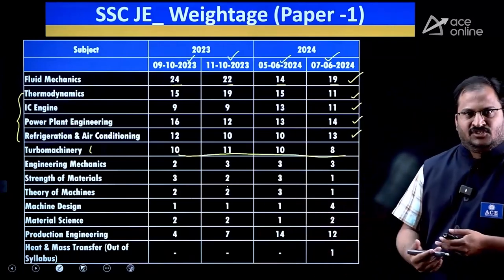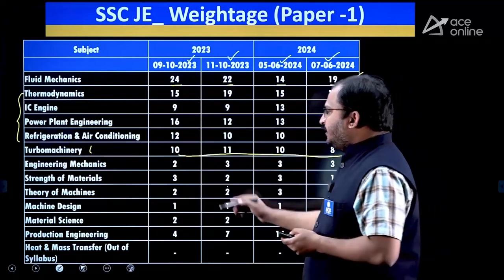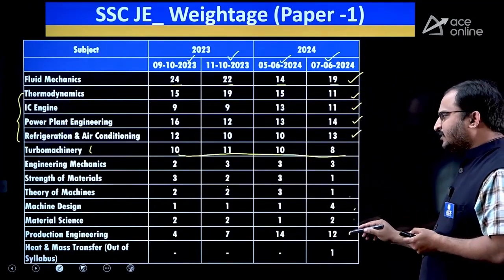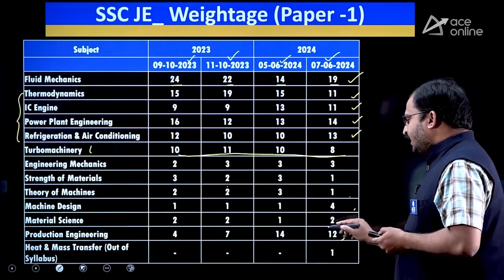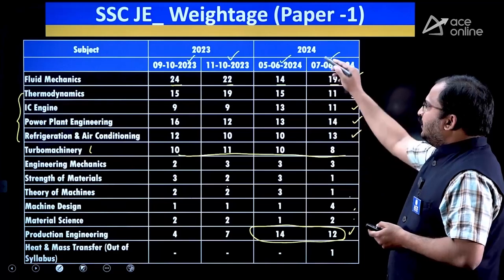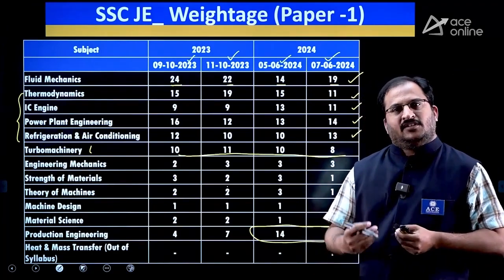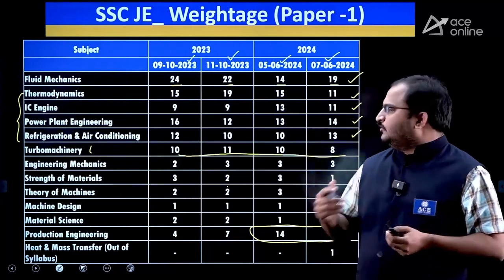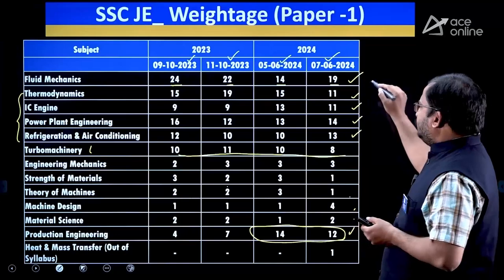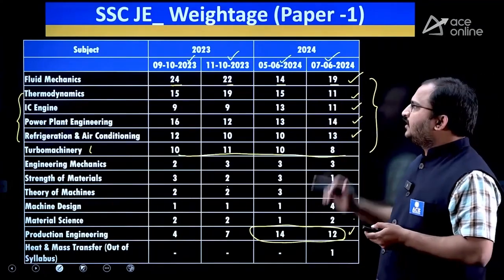Previously I have shown you a range, so based on that range there might be variation. Okay, then engineering mechanics, strength of materials, theory of machines, machine design, material science, and production engineering. As you have observed here, the production engineering weightage has increased in 2024. So you should be very much careful and give importance to the subjects which are in the syllabus properly. Okay, and if you observe carefully, majority of the weightage is there in this particular part.